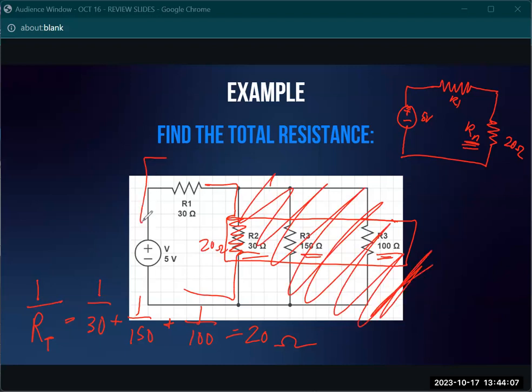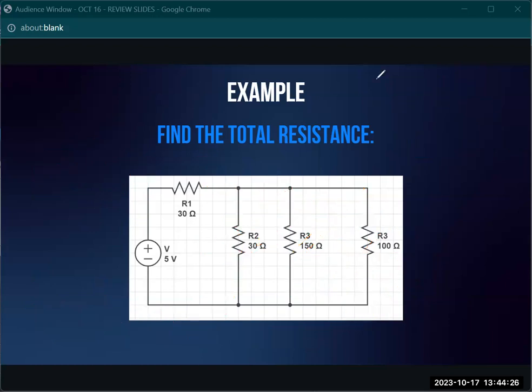So, ang natira na lang, isa tong series na to. And alam natin, pag series ng resistance, i-add lang together. So, 30 plus 20 is 50. 50 ohms. So, ito ang total. Ayun. 50 ohms.